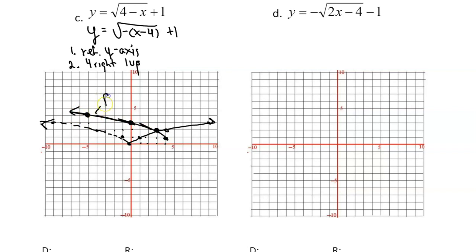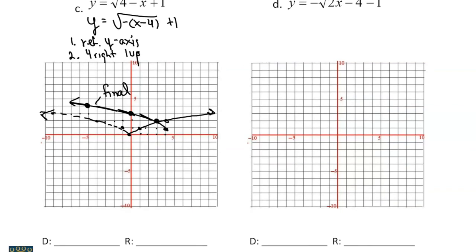Okay, and that would be our final. So if we want to answer for that, what's our domain and what's our range? Our domain would be everything less than or equal to 4, and our range would be everything greater than or equal to 1.